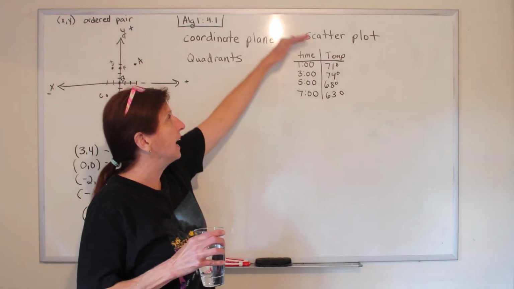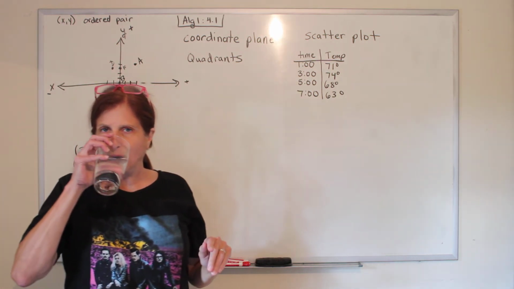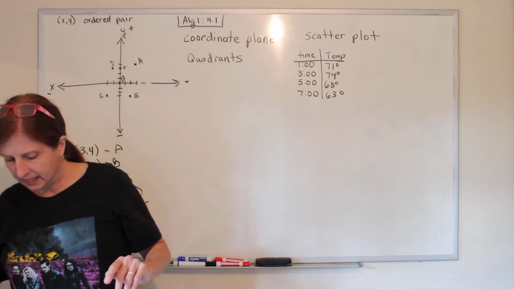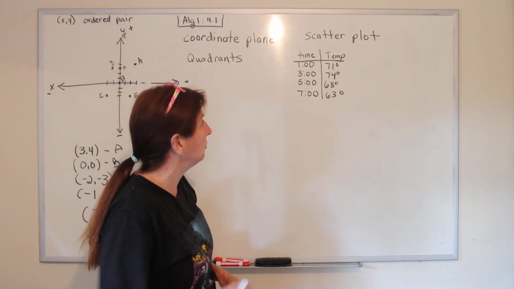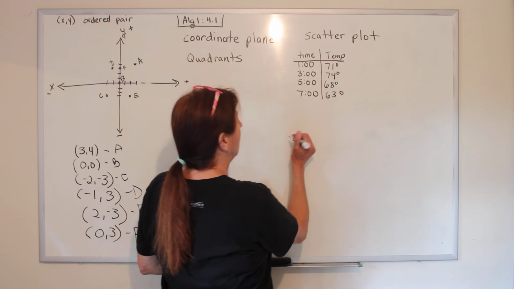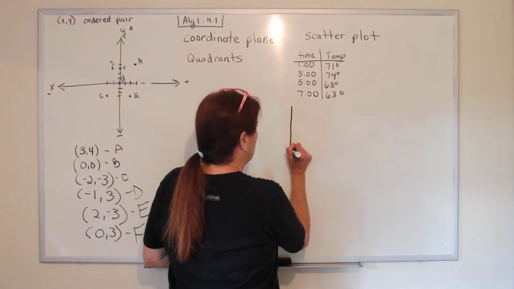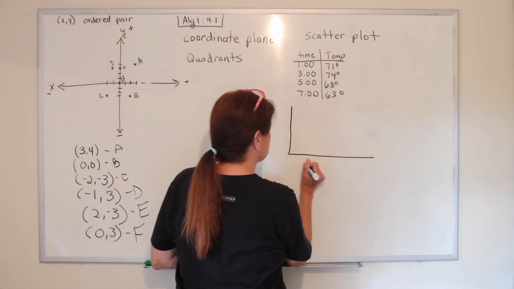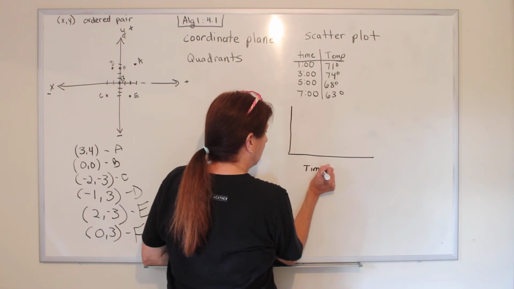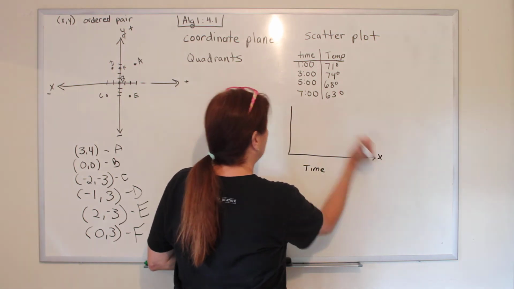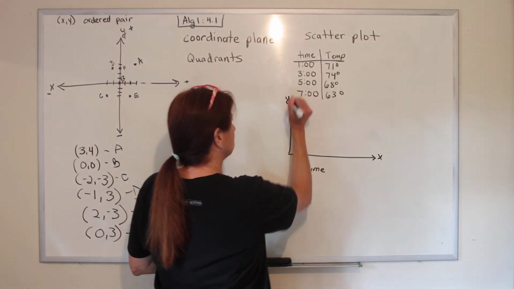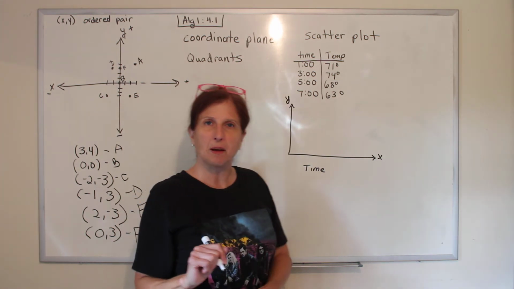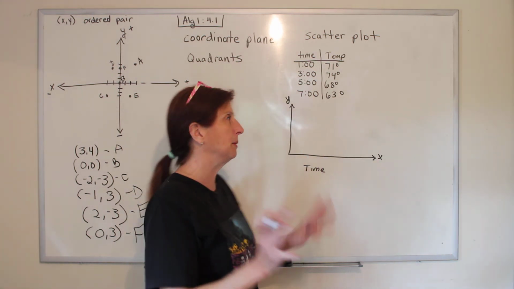Another thing is, you can take data, here I have some data, and we can put it on a graph, and it's called a scatter plot. And so I thought we would do one of those. And we're going to do time versus temperature. By tradition, time usually goes on the bottom here, on the x-axis. And we're going to put temperature on the y-axis. You'll learn more about this in science, the dependent and independent variables.